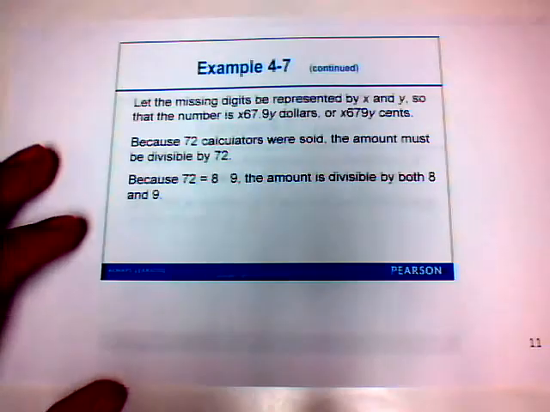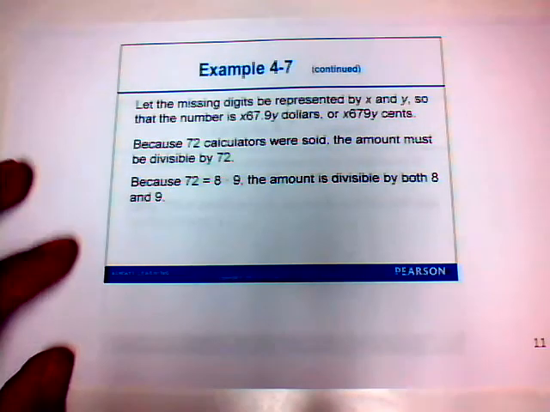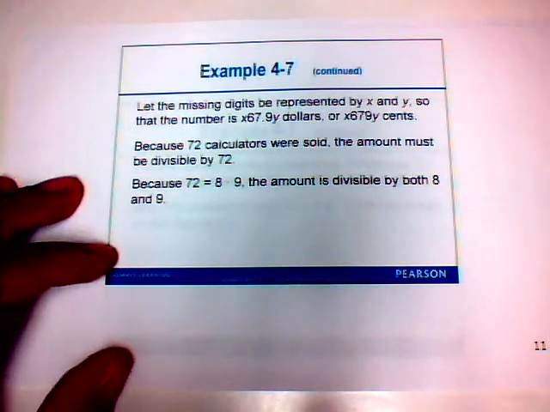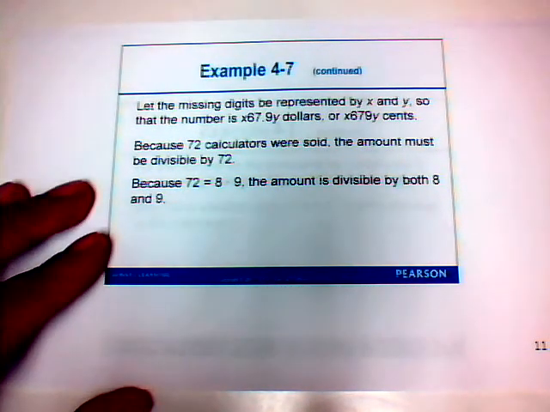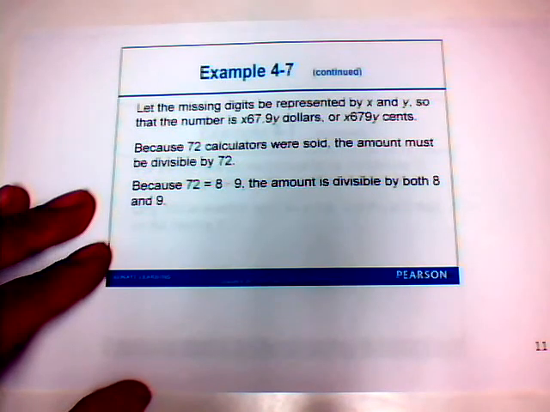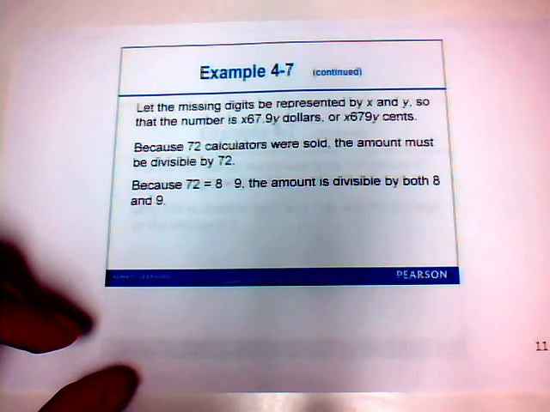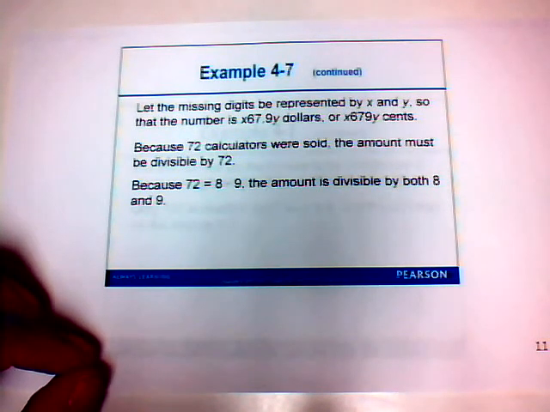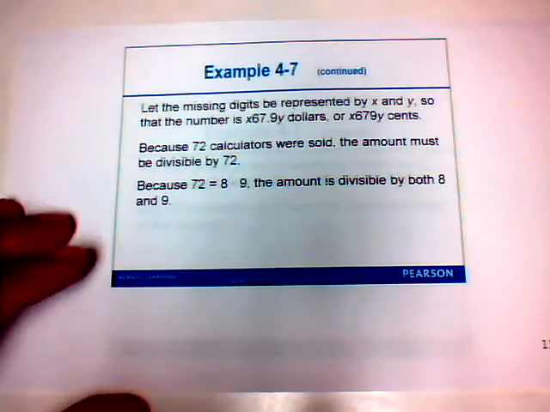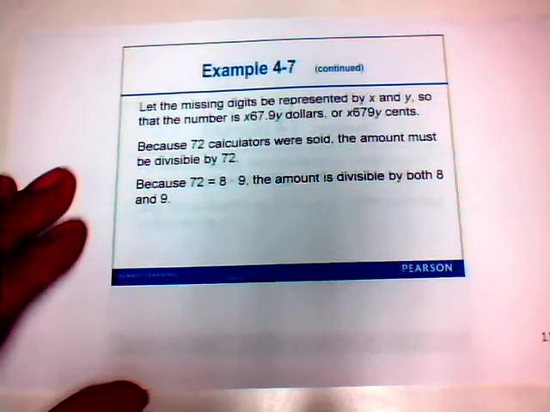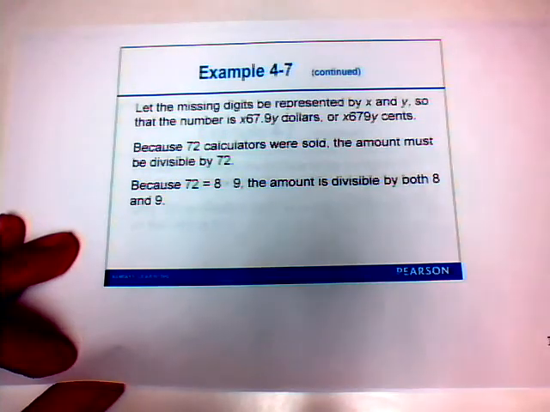Okay, let's look at this. Here we're going to let the missing digits represent X and Y, so that the number will be X67.9Y dollars, or X679Y cents. Because 72 calculators were sold, the amount must be divisible by 72. And because 72 breaks down to 8 times 9, the amount is divisible by both 8 and 9.